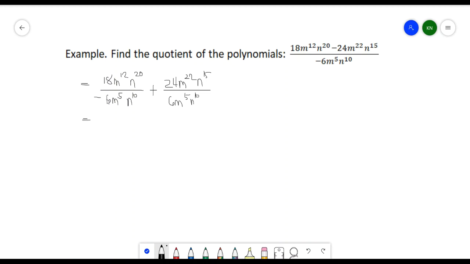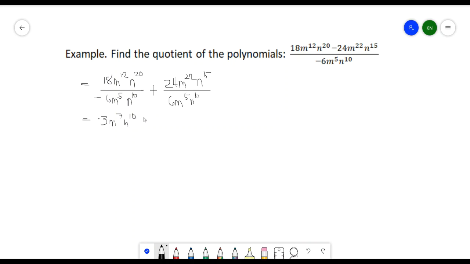So 18 divided by 6, we all know that, since this is negative, is equivalent to negative 3. And then m, since the exponent of the numerator has a higher value than the exponent of the denominator, you can just subtract. So 12 minus 5, that is 7, so m raised to 7. Now for the value of n, it also has a higher value than the denominator, so 20 minus 10 is equivalent to 10.